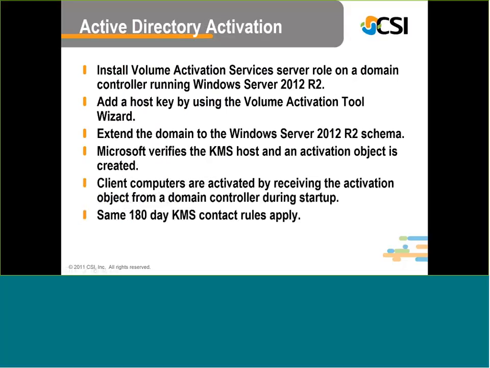So how do we do this? We install the role again, which we're going to show you those screens again. And then it creates the AD object after it's all verified, and then the act of joining the domain or booting up, it will see the object and life will be good. And every 180 days, the Active Directory-based authenticated KMS needs to see a domain controller to see Active Directory to maintain activation.